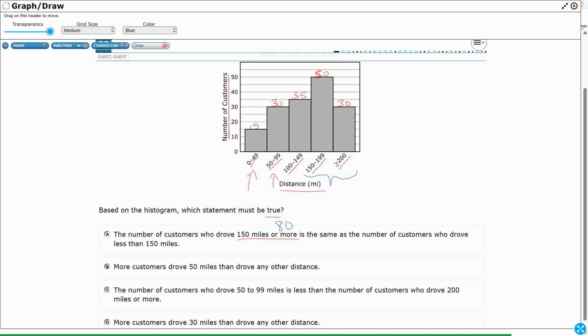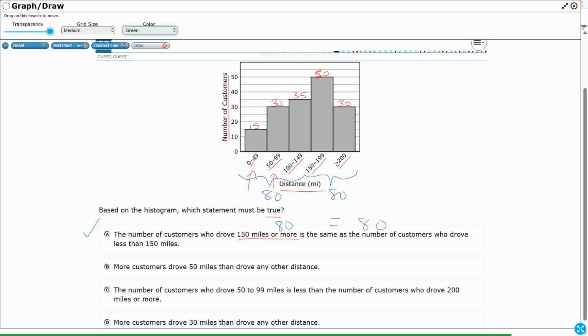Is the same number as the number of customers who drove less than 150. All right, so where's my less than 150? So here's my less than 150. So that's 80. Less than 150 is going to be the bottom three. So that's going to be 15 and 35 make 50. All right. Well, it looks like that is a true statement. So I'm going to put a check on that. But rather than getting excited and moving on, we always need to check B, C, and D. Because if another one is true, well, then we made a mistake.